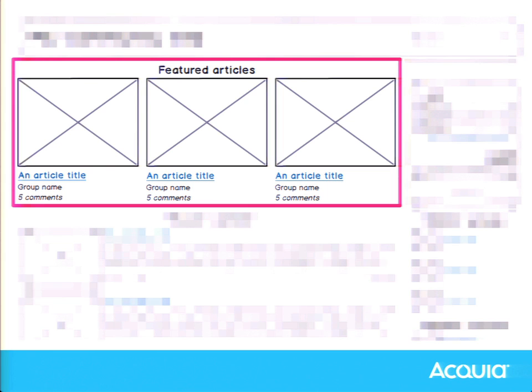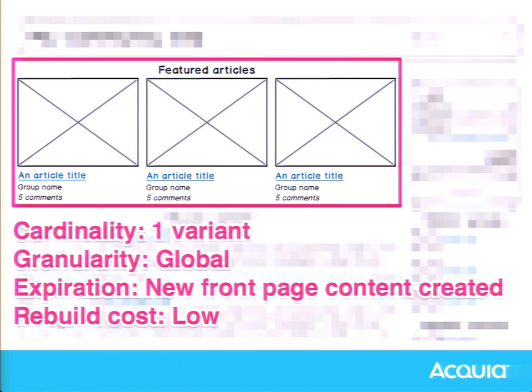So we'll go through each block and sort of talk about each block in terms of the terminology that we laid out before. So this is the featured articles block. It is a global block. So this block is the same no matter where you are on the site, no matter who you are on the site. We have one version of this block. So we say it has a cardinality of 1 because it never changes. It's never different.